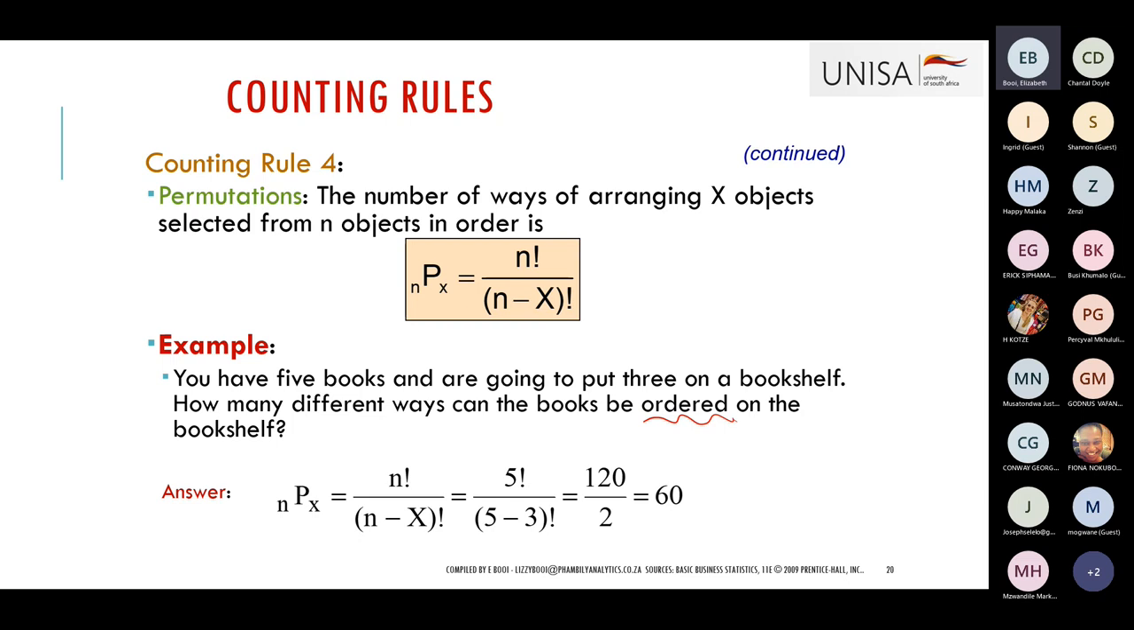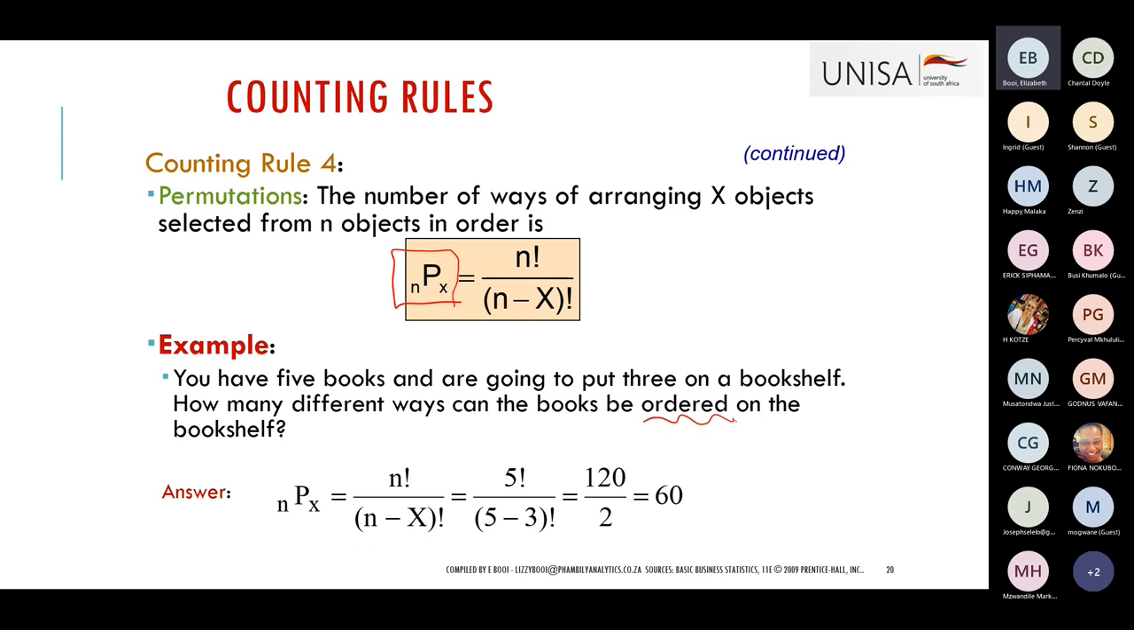On your calculators, I've shown you how to do factorials, but now I want to say you can use permutation on your calculator. Go and look for NPR or NPX on your calculators, depending. So those who are using a Casio, you must look for it. It is on a multiplication function. Those who are using a Sharp calculator, it will be on a number six button. So how do we calculate NPR on your calculator?